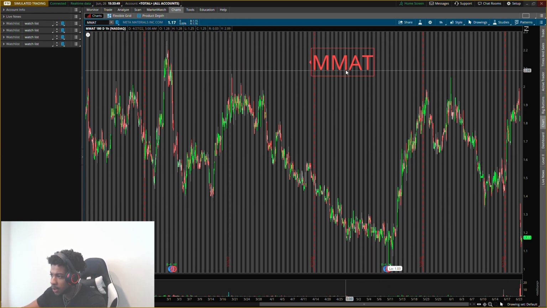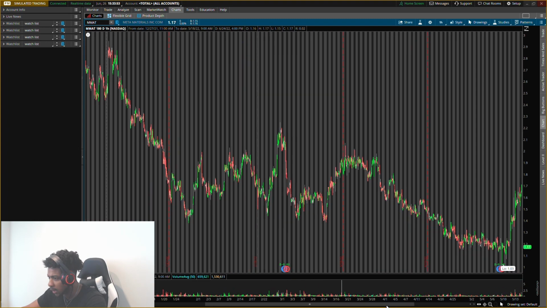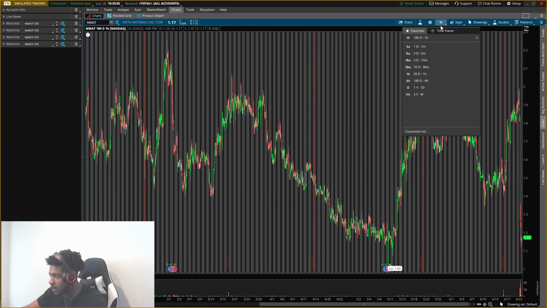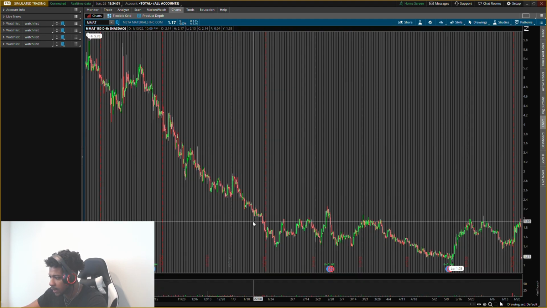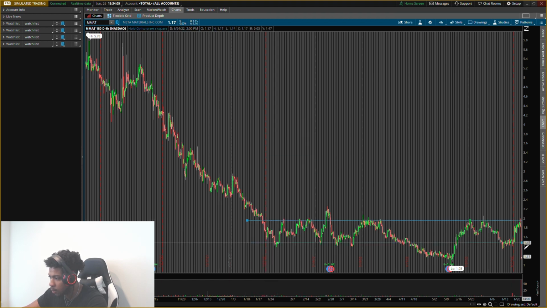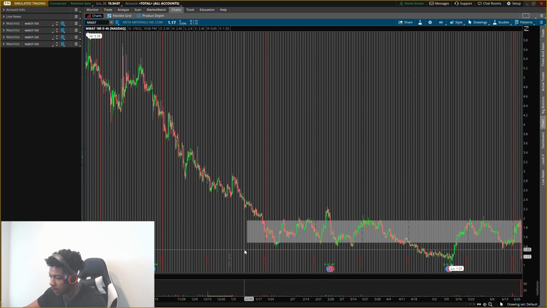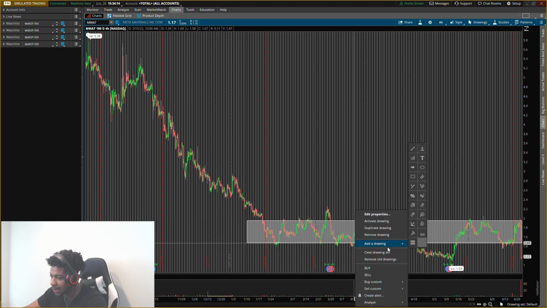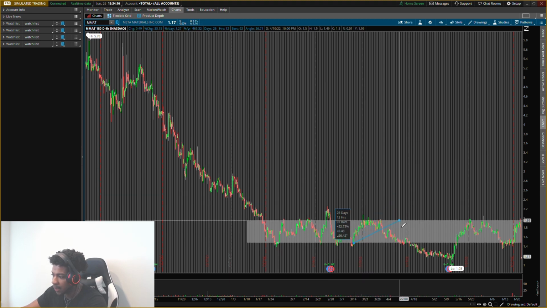Now, metamaterials, MMAT, has been trading in a bigger range. Let me show you guys real quick. If we go out to the 4 hour, it's been trading in a range for months, 4 months. Look at that. You could literally trade it every time it comes down to $1.47 back up to like $1.96. It's been doing this for months, and that's like a 32% gain you could keep doing.